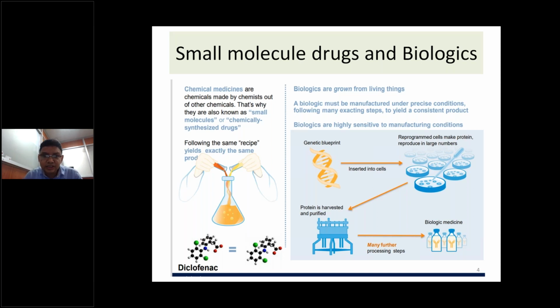But biologics are complicated products. They are grown from living things. They must be manufactured under precise conditions and exacting steps to yield a consistent product. But still, they are highly sensitive to manufacturing conditions, and it is a biological process. So there are going to be differences which will make it a little different from the original biologic. So that is why biosimilar is the appropriate word to use for such products.